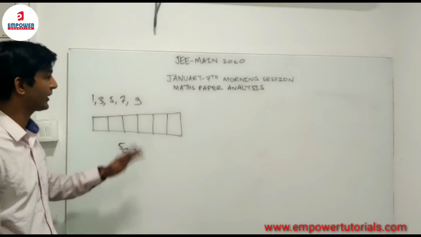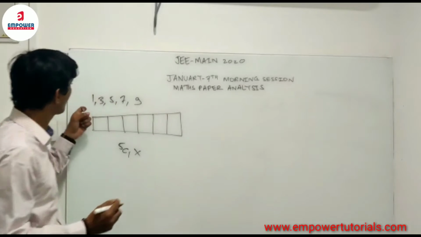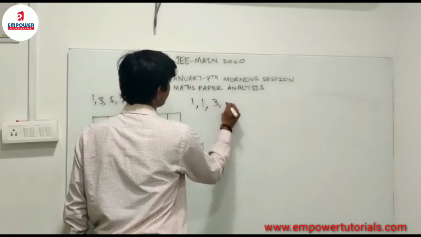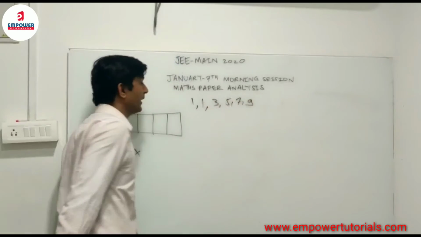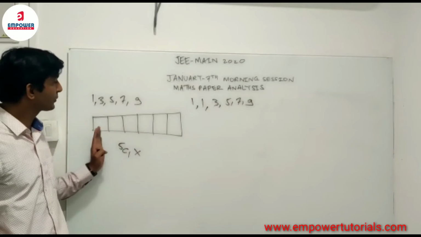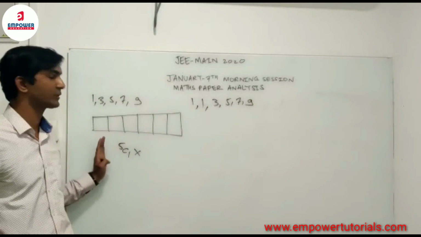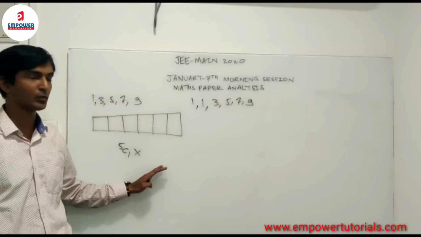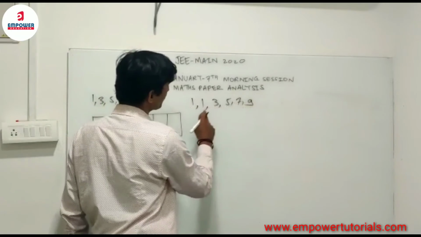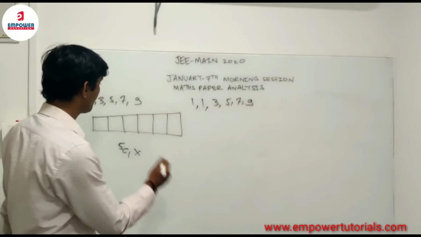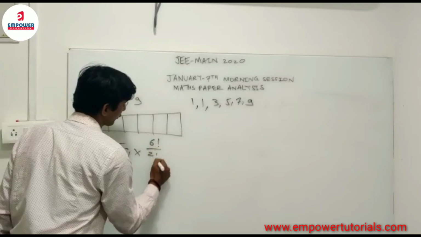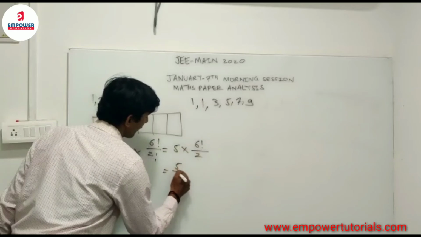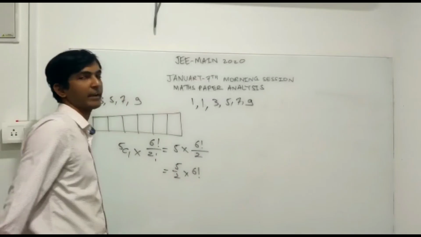Right, now we have 6 digits. For example, if we selected digit 1, then we will have digits like 1, 1, 3, 5, 7, 9, and we are supposed to find the number of arrangements of these digits. Those will be the total number of different numbers. So we have 6 digits, out of which 2 are repeating. So the total number of permutations will be 6 factorial upon 2 factorial. So the answer is 5 into 6 factorial upon 2, that is 5 by 2 into 6 factorial.